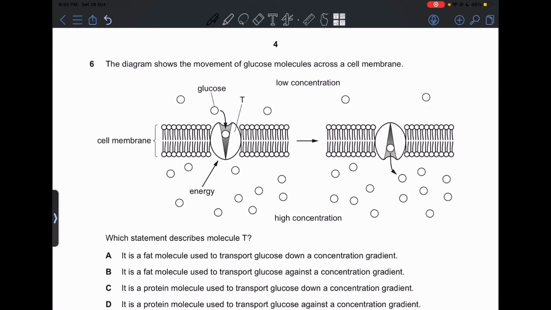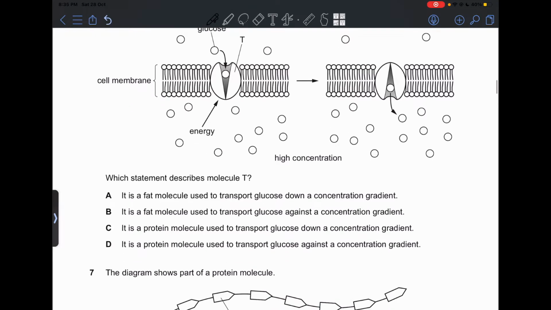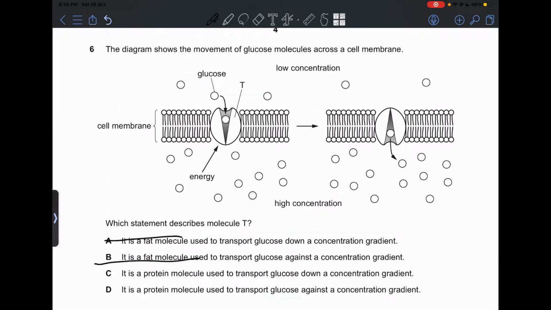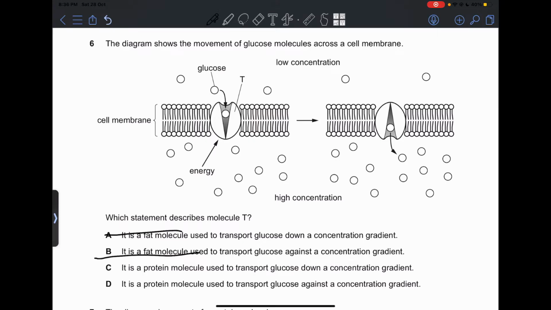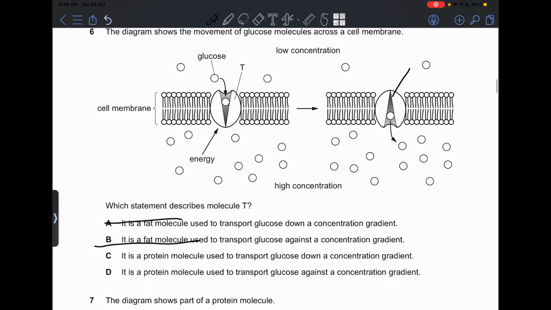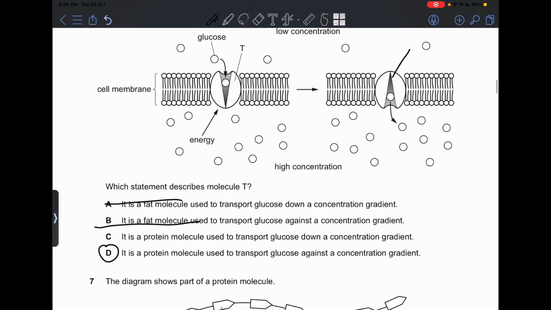Number 6, the diagram shows the movement of glucose molecules across a cell membrane. Which statement describes molecule T? This is actually the carrier protein. So this is a protein that works according to active transport because it needs energy. So it is actually against a concentration gradient. So our answer is going to be D.